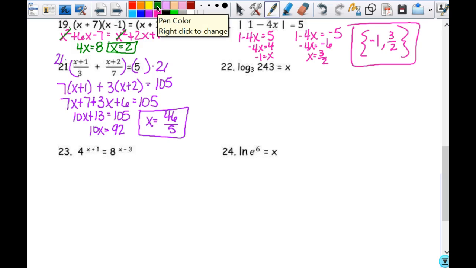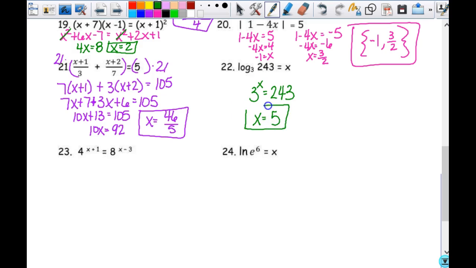All right, log base 3 of 243 means that this becomes 3 to the x power equals 243. So 3 to the x power equals 243. And when you take 3 to the 5th power, you get 243, so x equals 5.